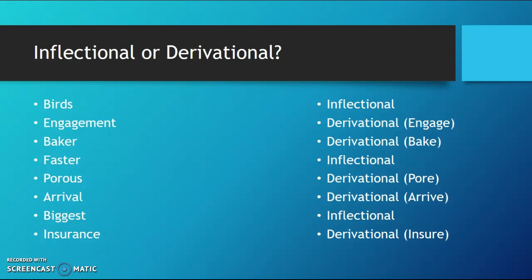Arrival, derivational, we start with that root verb arrive, and now we have his arrival, the noun. Biggest, inflectional, again this is much more big than just big. And then insurance, again derivational, we start with the verb insure to get the noun insurance.